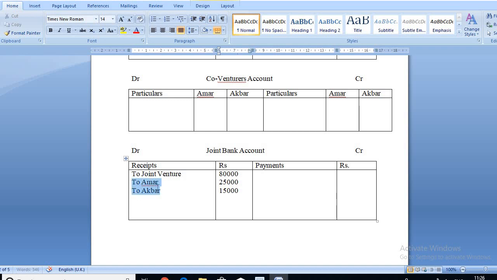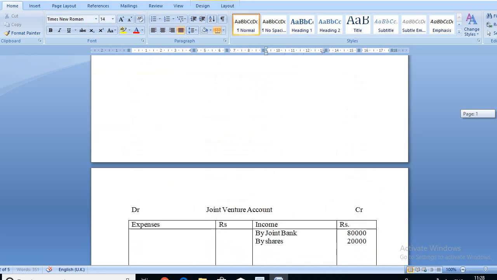Now make cross posting. Here Amar and Akbar are credited, so 25,000 and 15,000 are credited in Amar and Akbar accounts, by joint bank account. So the second transaction is over. Now move to the next transaction.